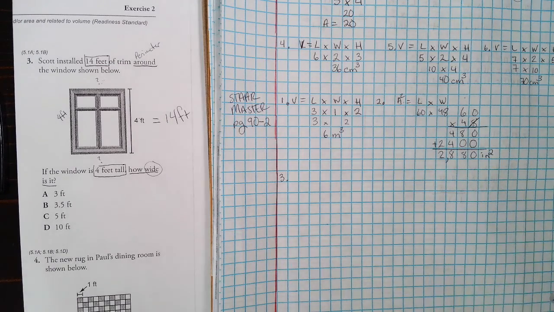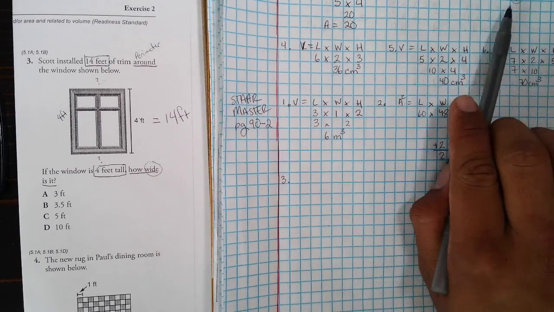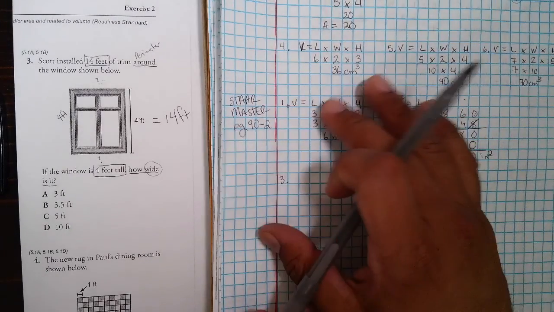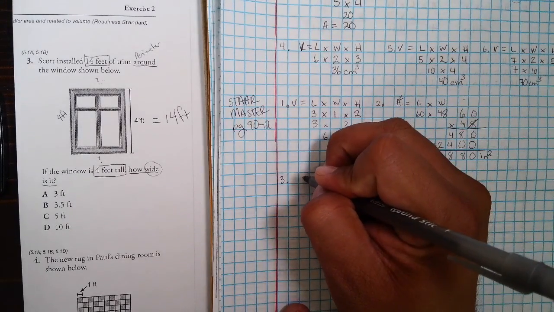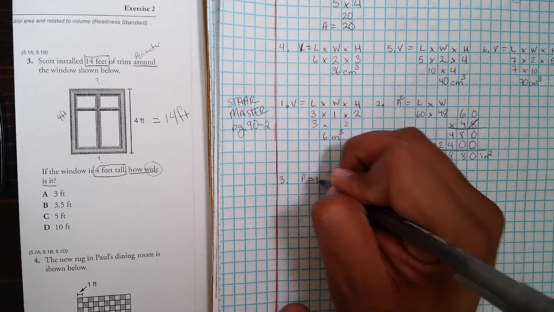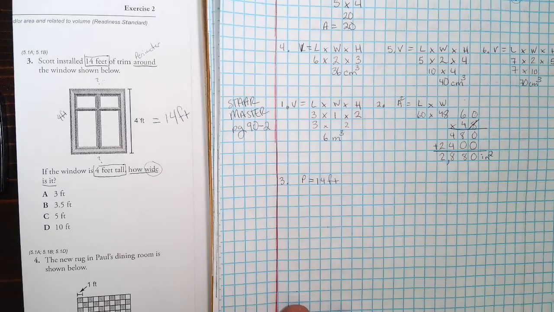Alrighty, so let's take a look here. This one looks just like the one we did in our warm-up, which was number 3B. You can't see what I'm pointing at. It's the one up here. So number 3 here is saying that the perimeter equals 14 feet. So if I add all the sides together, it gives me 14 feet.